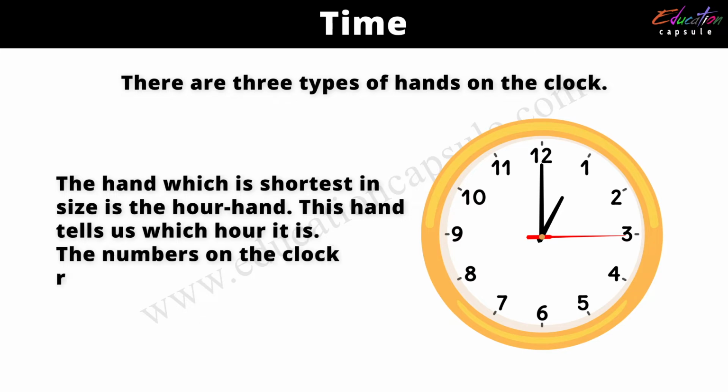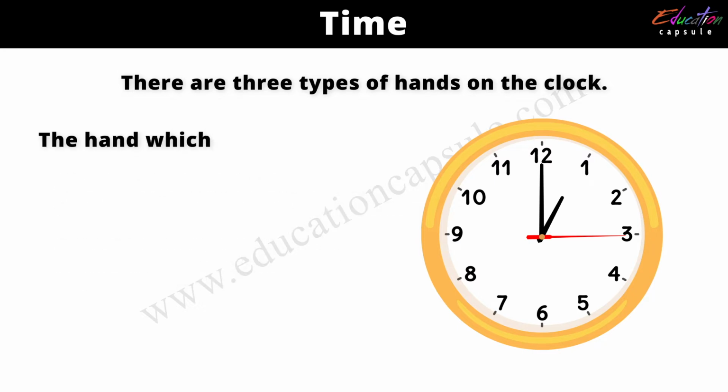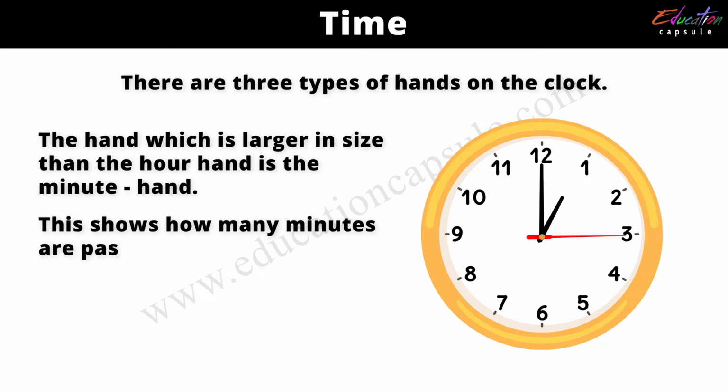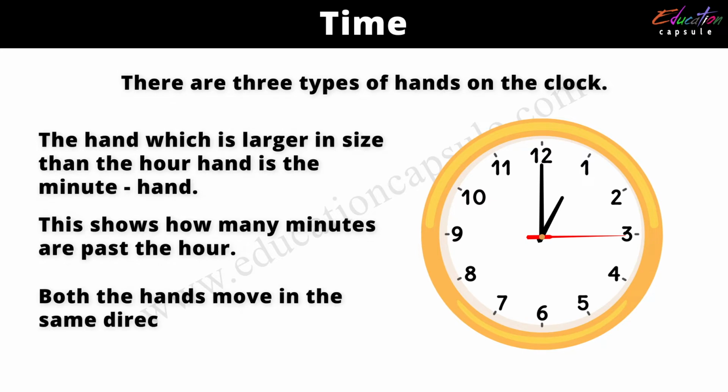The numbers on the clock represent the hours. The hand which is larger in size than the hour hand is the minute hand. This shows how many minutes are past the hour. Both the hands move in the same direction, which we call clockwise direction.